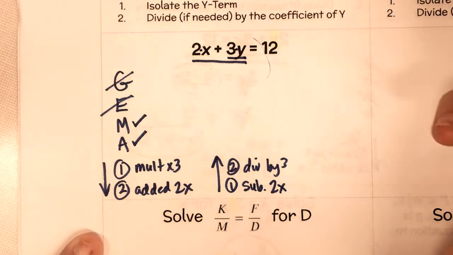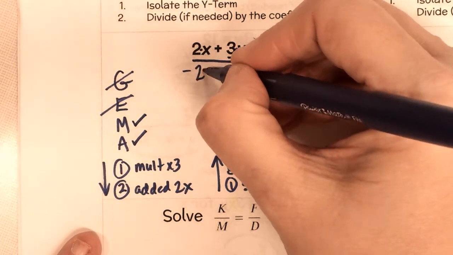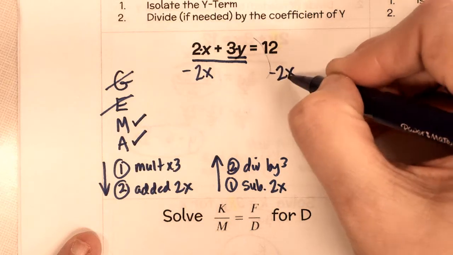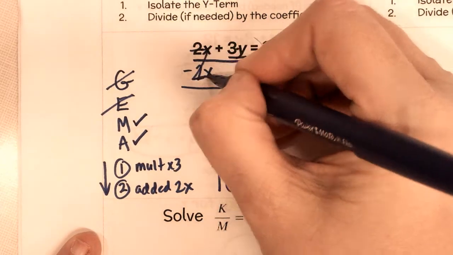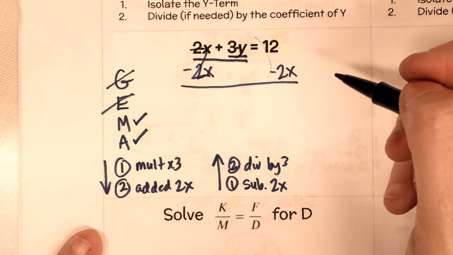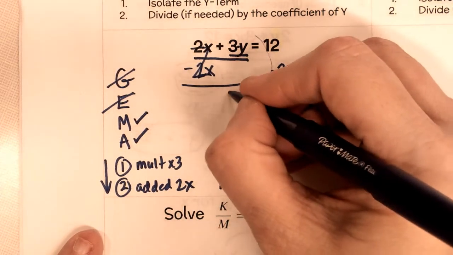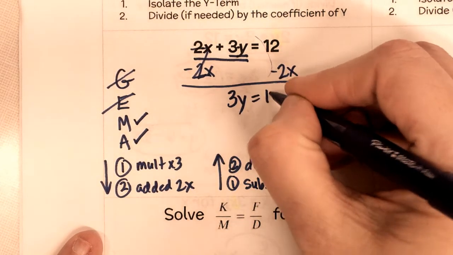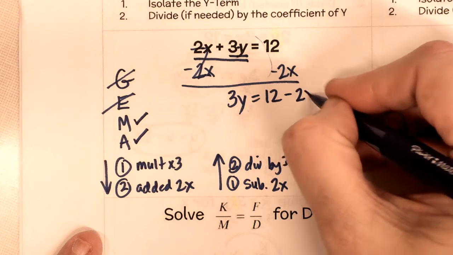So let's see if I do this right. So I'm going to subtract 2x. Remember, I cannot combine 12 and 2x. Remember, as we discussed yesterday, which we will never speak of again. All right, exactly.